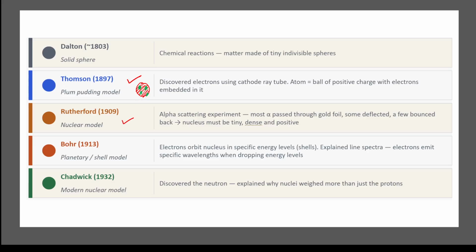But this model was proven wrong by Rutherford's alpha particle scattering experiment, and this is what his model looked like. According to his model, the positive charge was at the center. He came up with that because very few alpha particles bounced back, showing that the center should be positive and very small, and most of the alpha particles went straight through, which showed that most of the space inside the atom should be empty.